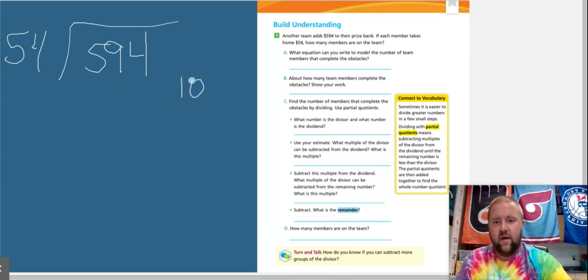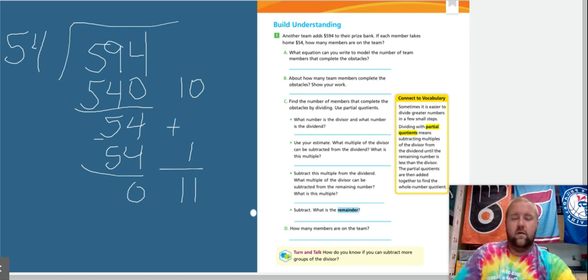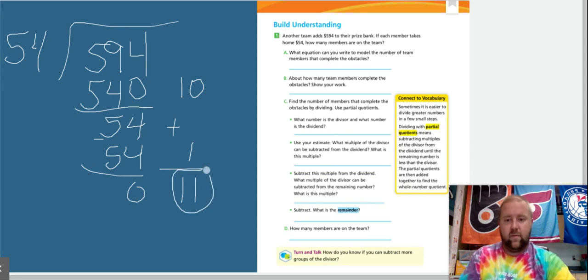So if I do 10, 54 times 10 would be 540. All right, so when I subtract that, I get, luckily, just 54. So then 54 goes into 54 one time. So when I subtract that as well, I get 0. So my answer for this problem would be 11. All right, so 11 members in the team for this example, example number 1.